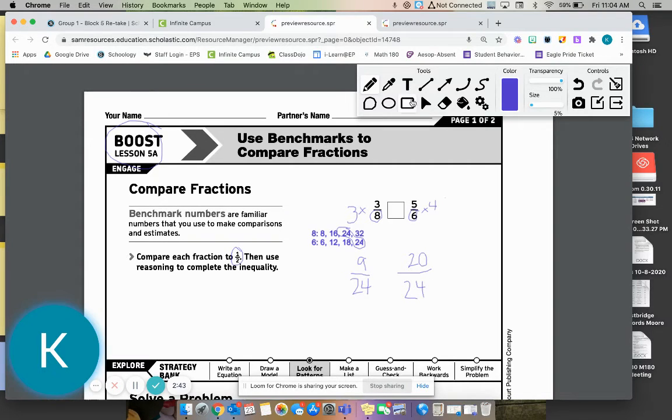Now, when I compare these, it's super, super nice because our bottom numbers, 24 and 24, are the same. So all we need to do is look at the top numbers. What do you notice? Hopefully you're seeing that 9 is smaller than 20, which would mean 9 is less than 20, which would mean 3/8 is less than 5/6. I'll give you a moment to copy that onto your worksheet, and then we're going to move on to the second problem.